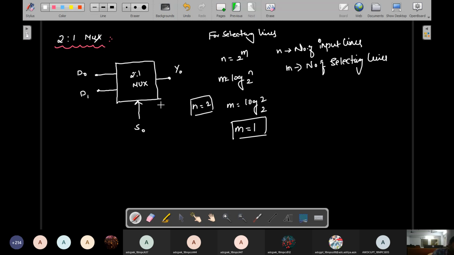Every time, the output selects any one of the inputs based on this selecting line. Whatever selecting line you apply, that selecting line will decide which of the inputs the output takes.